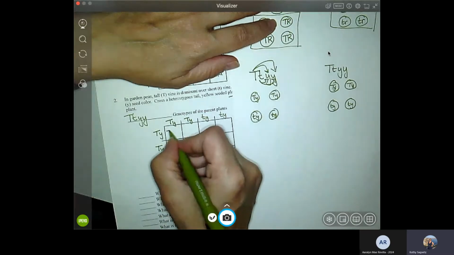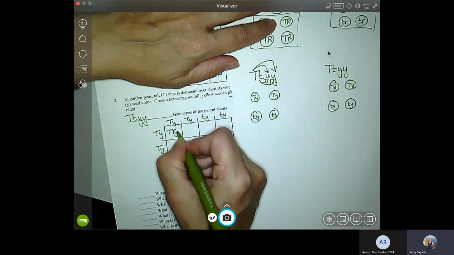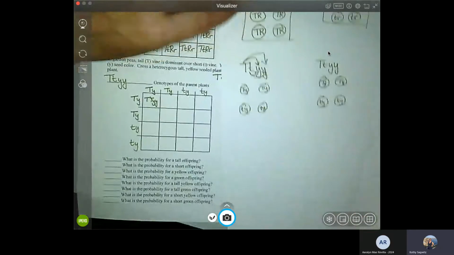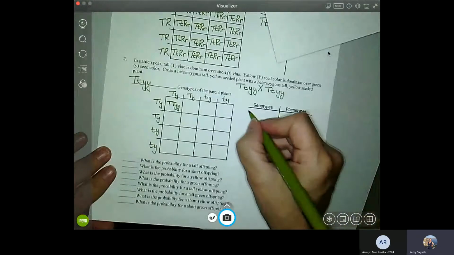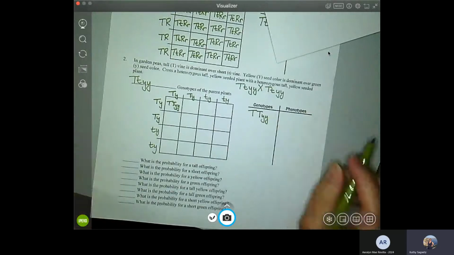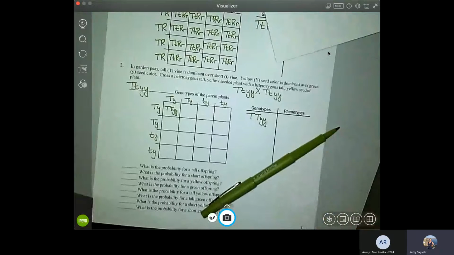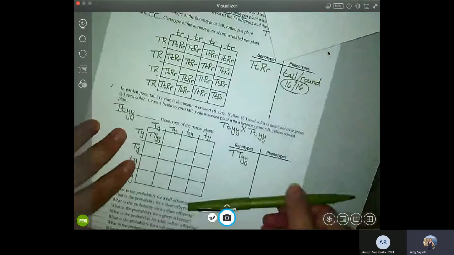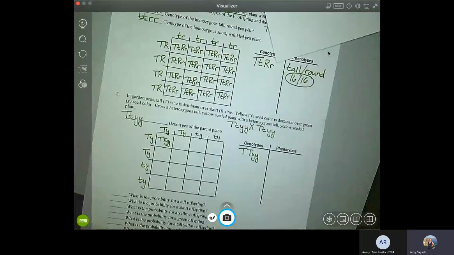So here I'm going to have big T, little t, little y, little y. Okay? I want you to try to work these out. I will be around to help you, okay? So obviously we know one genotype we could put down over here is big T, little t, little y, little y. I want you guys to go ahead and try to work those out, okay?